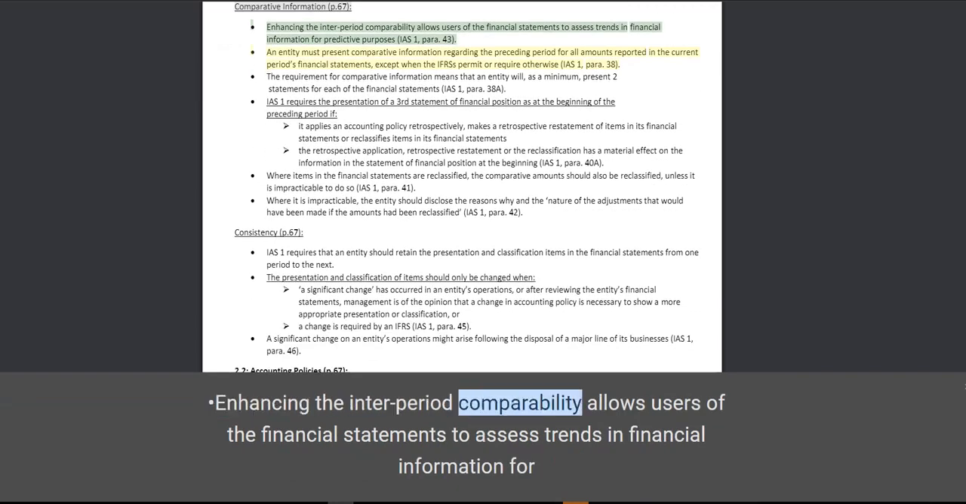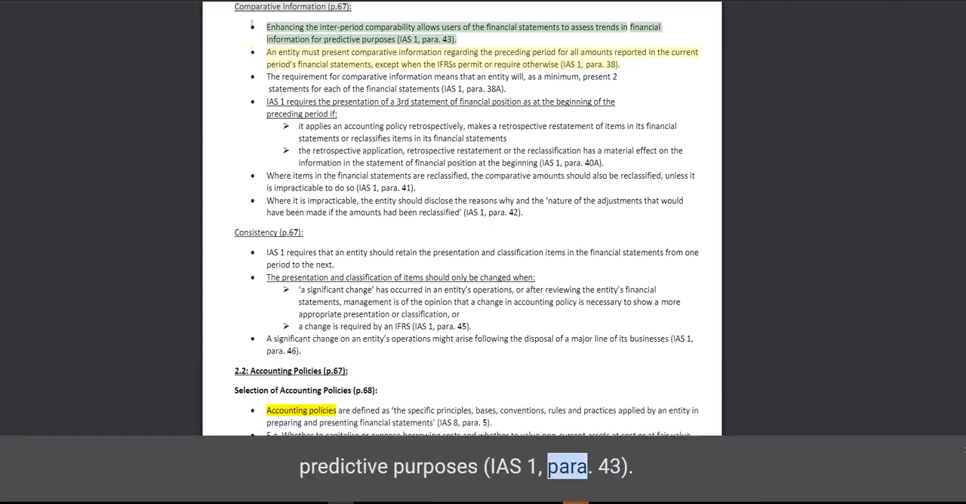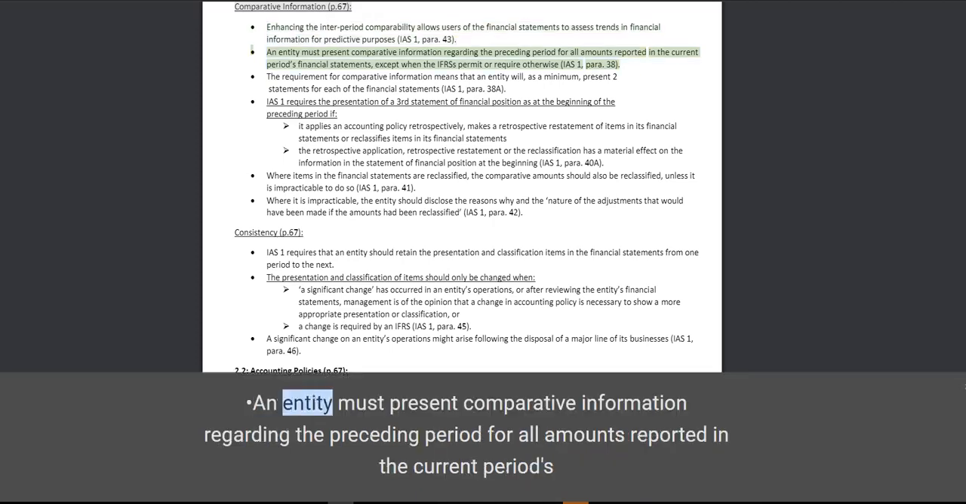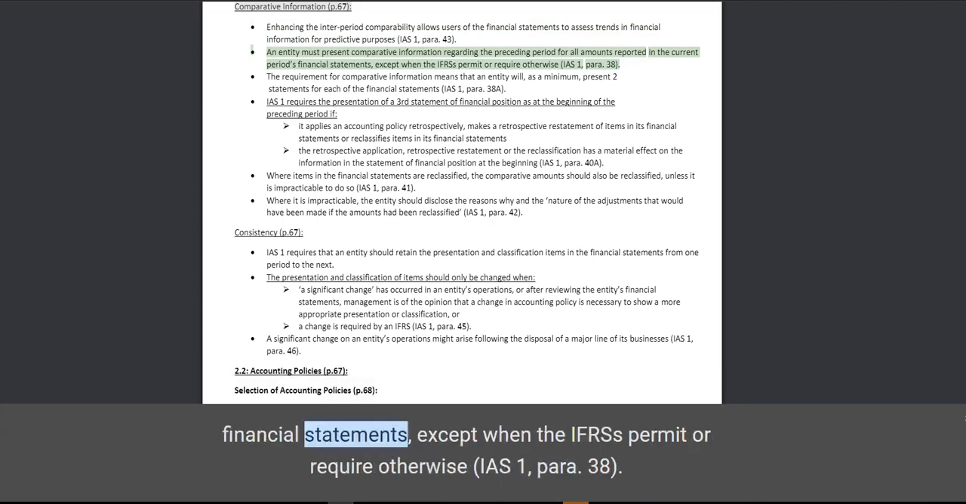Enhancing the inter-period comparability allows users of the financial statements to assess trends in financial information for predictive purposes. IAS 1, para. 43. An entity must present comparative information regarding the preceding period for all amounts reported in the current period's financial statements, except when IFRS permit or require otherwise.